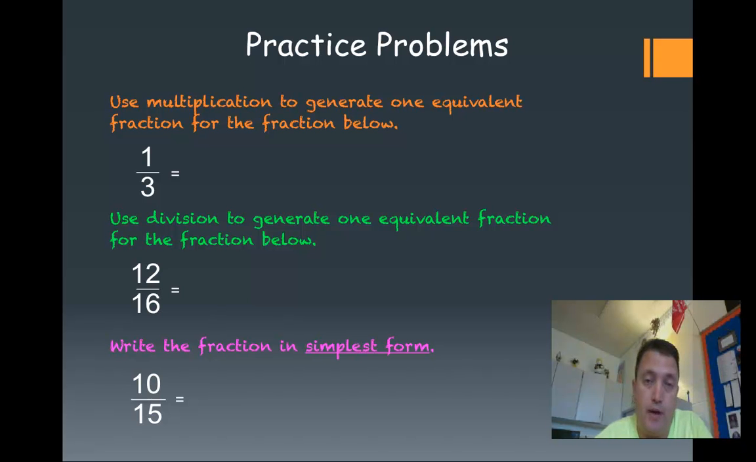Alright, so here are your practice problems for today. There's 3 of them. I want you to use multiplication to generate one equivalent fraction for the fraction below for the first one. And you're going to have a variety of answers. You don't have to have the same answer as your neighbor or partner as long as it's equivalent to 1/3. Use division to generate one equivalent fraction for the fraction below. And the last one is I want you to write that fraction in simplest form.